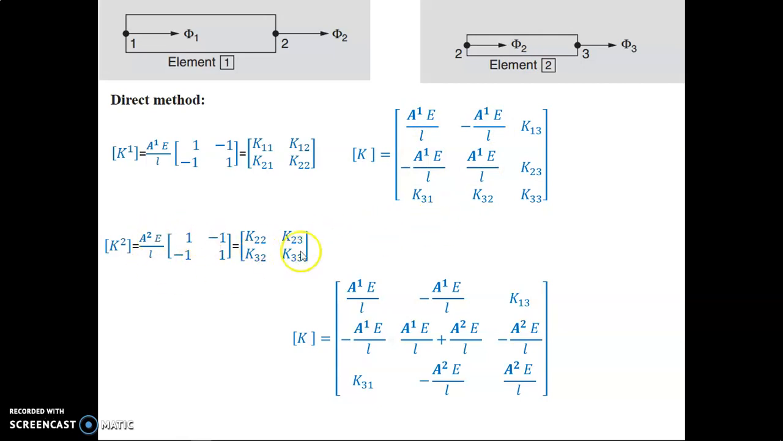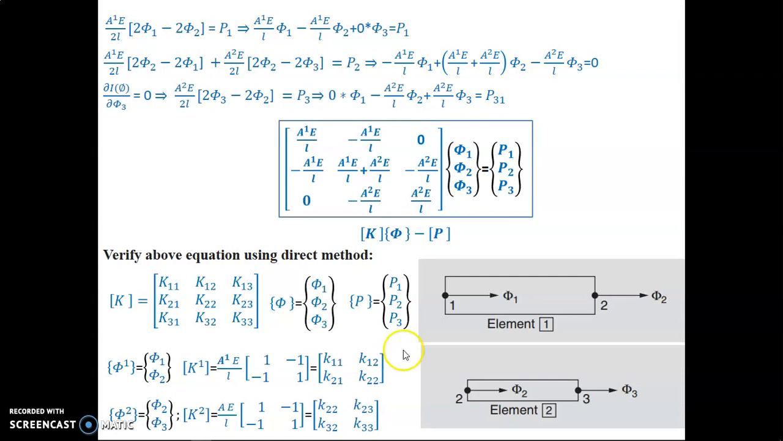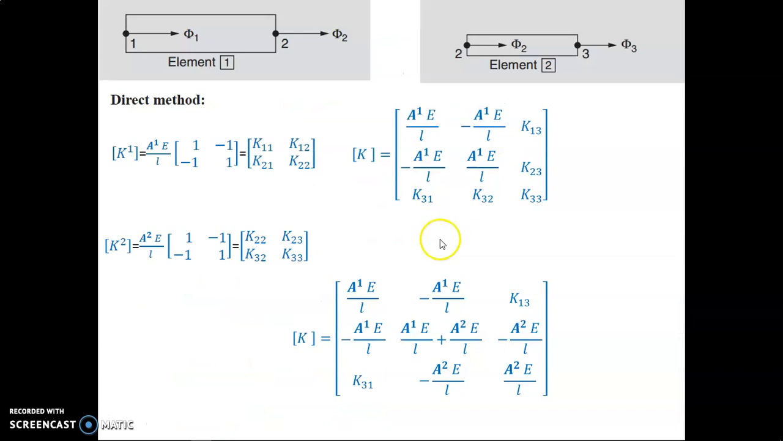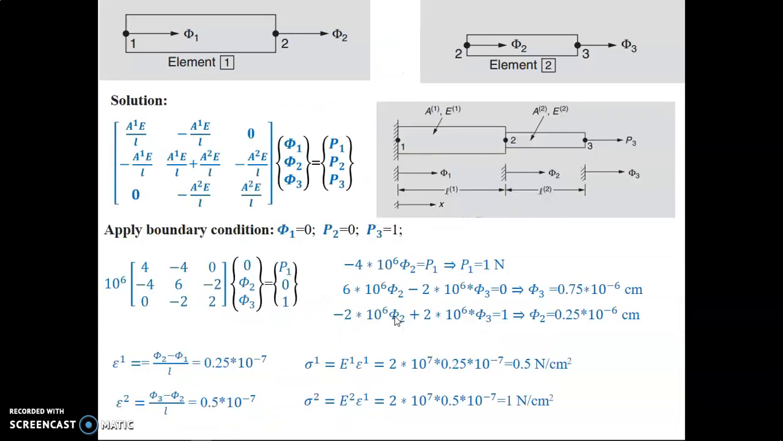So we will be adding these terms from the second row onwards and second column onwards. So these terms will be added into these 4 terms. So this will be the global stiffness matrix obtained by using the direct method. You can easily see that this global stiffness matrix obtained from the direct method is same as that obtained from using the variational approach. So now let us proceed with the solution of the problem.